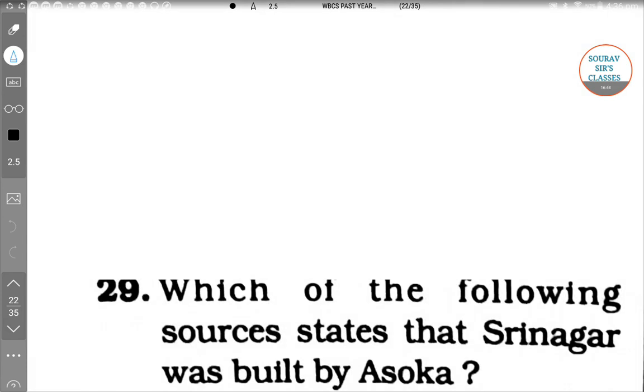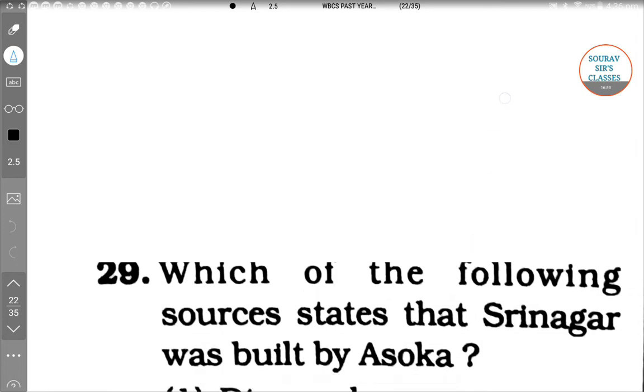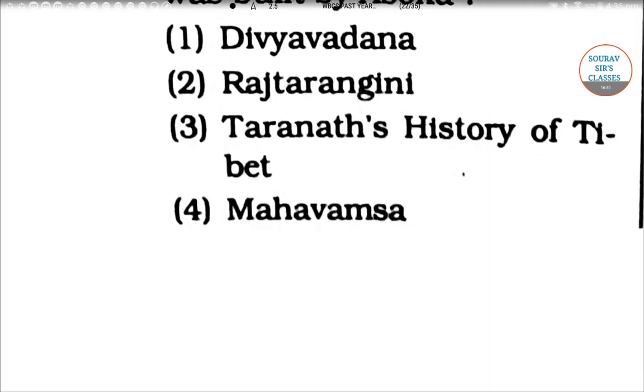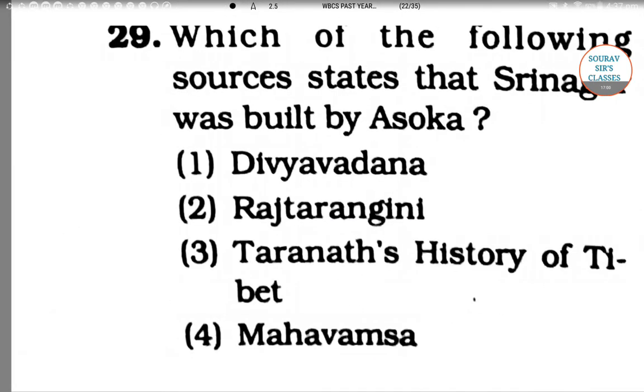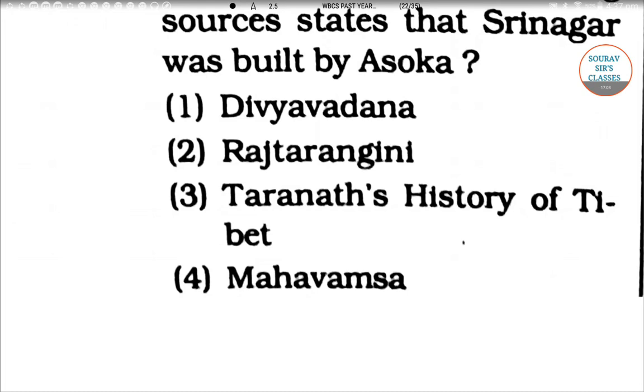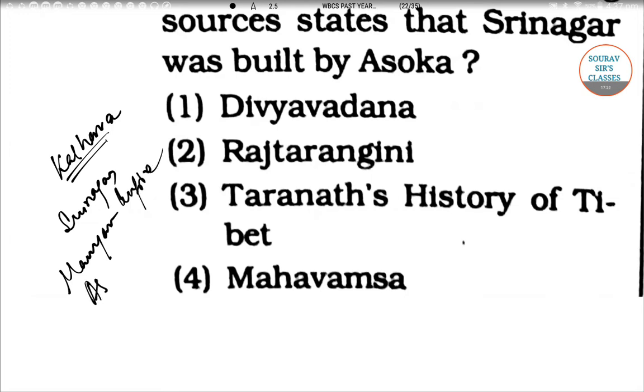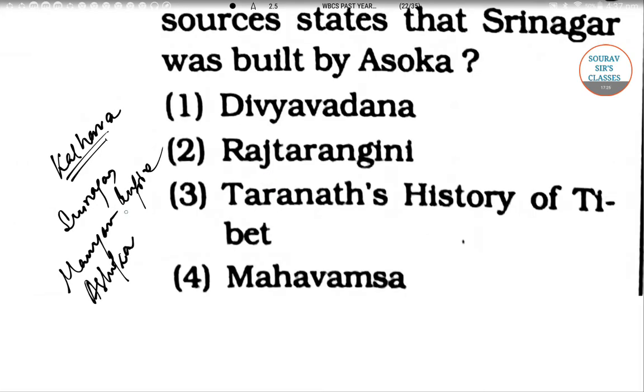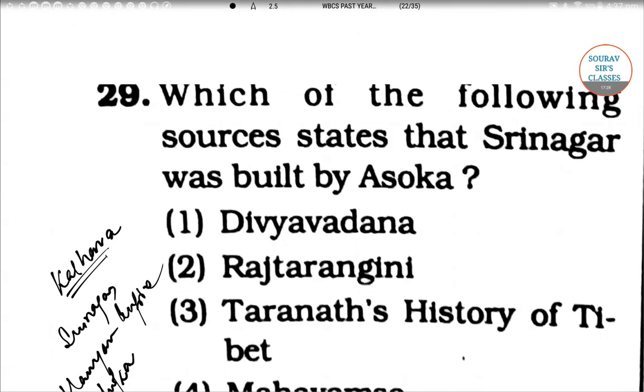Which of the following states that Srinagar was built by Ashoka? Divyavadana, Rajatarangini, Taranath's History of Tibet, or Mahavamsa? So according to Rajatarangini of Kalhana, the city of Srinagar was founded by the Mauryan emperor Ashoka, and Buddhism reached the Kashmir Valley during this period.